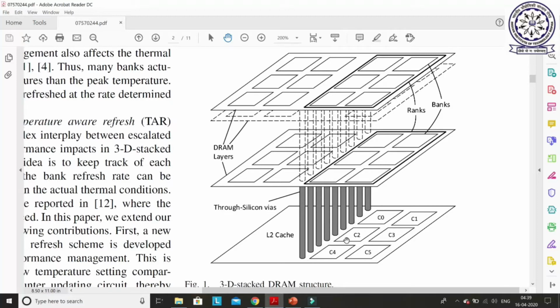So if we place DRAM just on top of this execution layer, then the communication latency will be reduced. Also, the bandwidth will be increased. So to reduce the major disadvantage of DRAM, which is the bandwidth and the latency issues, it is better to put the DRAM memories just on top of the execution layer. And in that case, the DRAM is called 3D stacked DRAM, and the entire chip is called 3D IC.